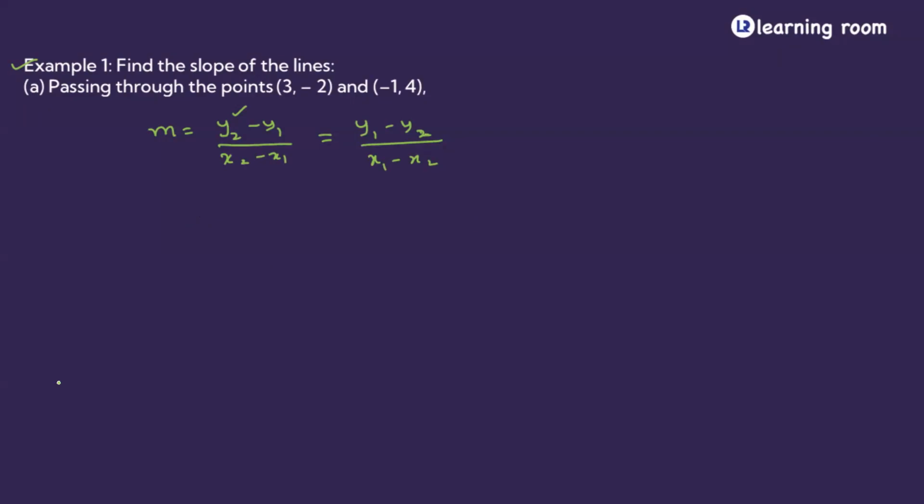Right. So y2 minus y1 is 4 minus of -2, divided by x2 minus x1, which is -1 minus 3. So how much will you get? 6 divided by -4, or it is -3 divided by 2. That will be the answer.